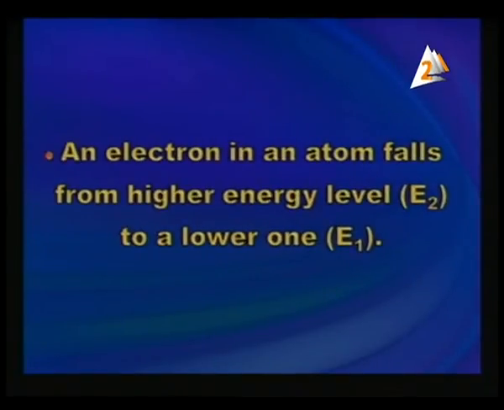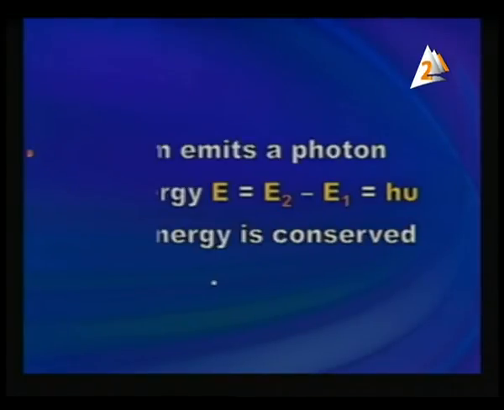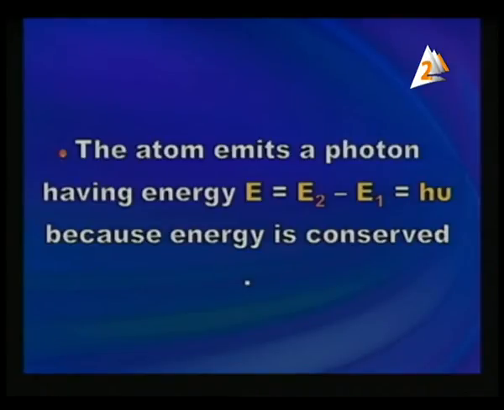What happens when an electron in an atom falls from a higher energy level, denoted by E2, to a lower energy level, denoted by E1? Of course, a photon is emitted having energy which is the difference between E2 and E1. So the atom emits a photon having energy equal to E2 minus E1, and it is equal to h nu. Simply because there is a principle called conservation of energy. Energy is conserved.